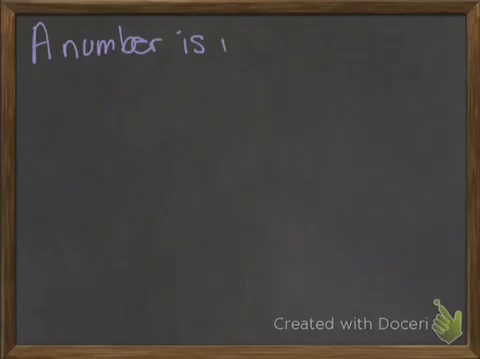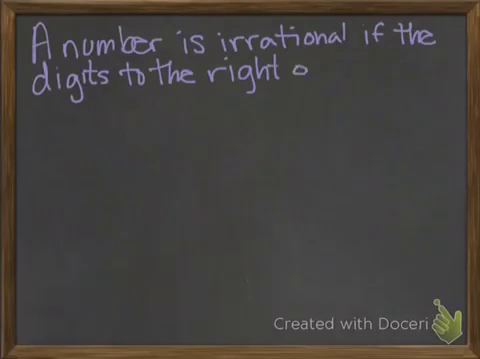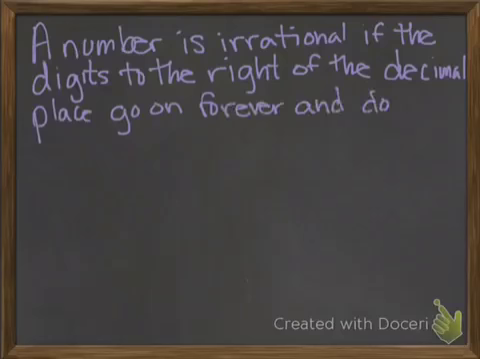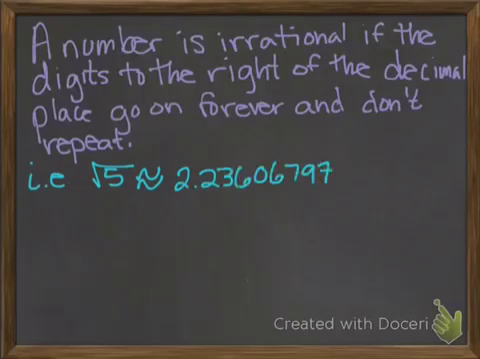The other kind of classification we can have is irrational. And this means that the numbers to the right of the decimal place will go on forever and they never end. And they never repeat either. So they're non-repeating, non-ending numbers. So an example of this would be the square root of 5, which is about 2.23606797. So none of those numbers are repeating, and I cut it off at a certain point because I didn't want to write this forever. And so it would go on forever. So we would just need to know that this one is irrational.